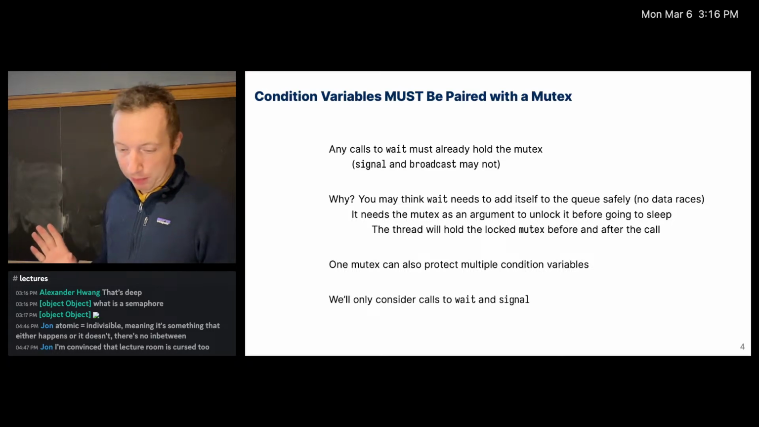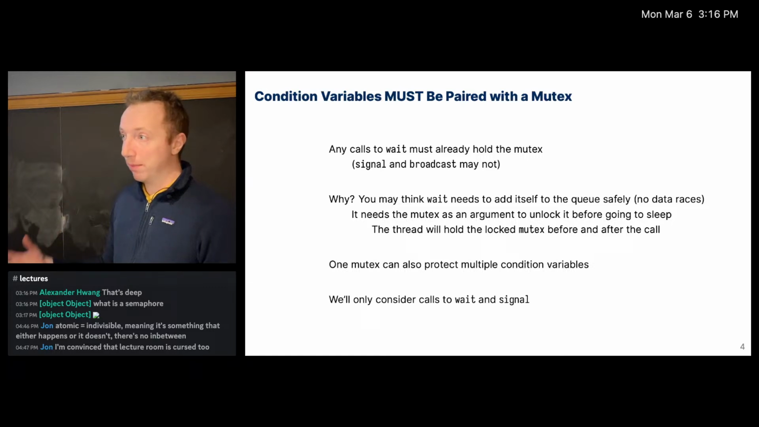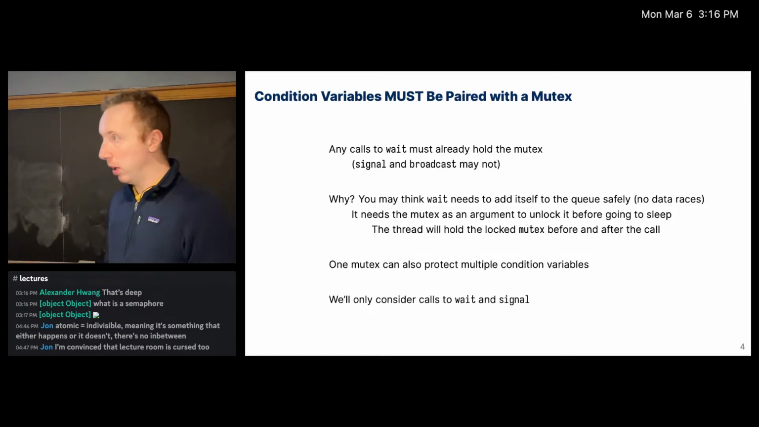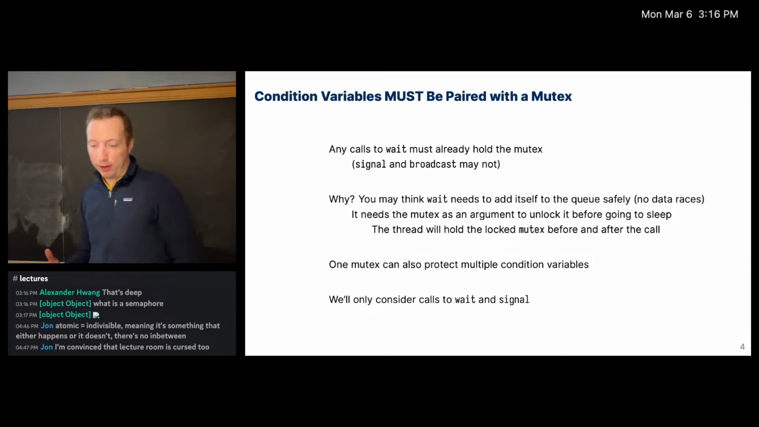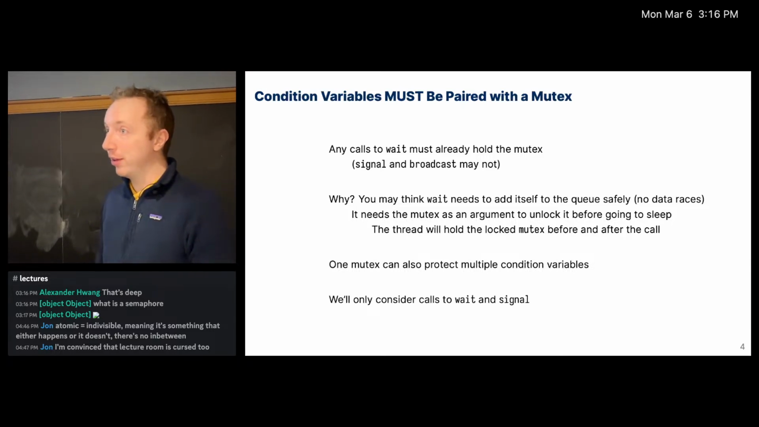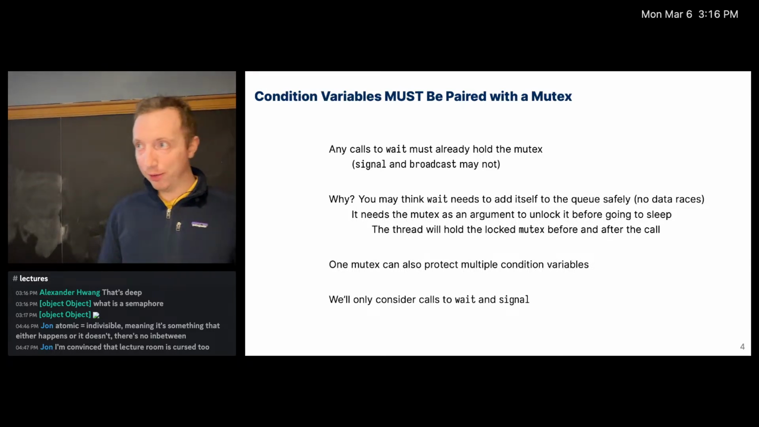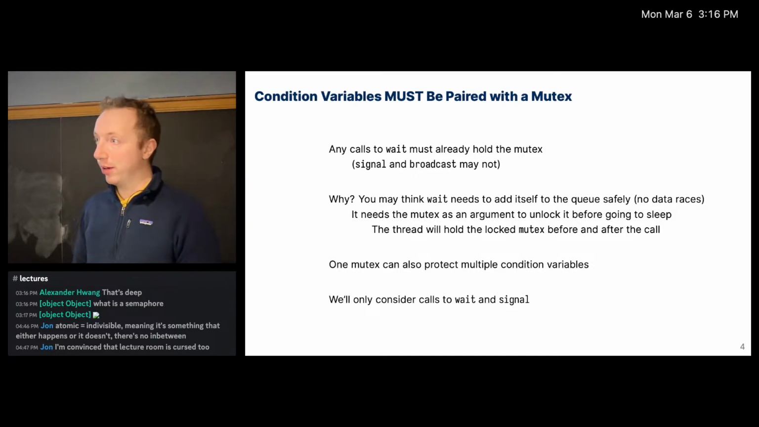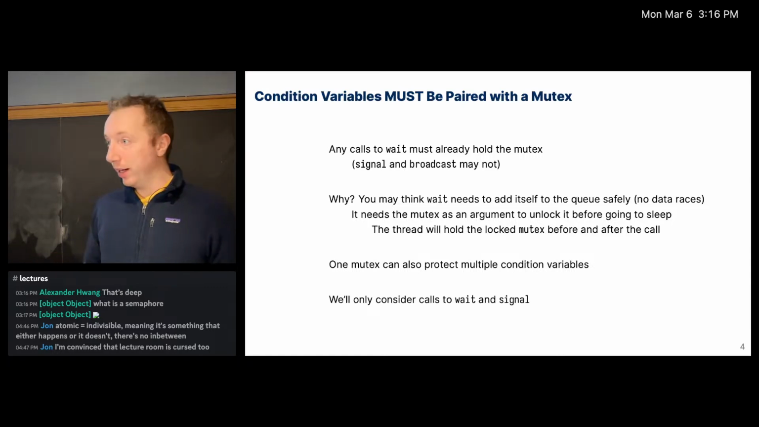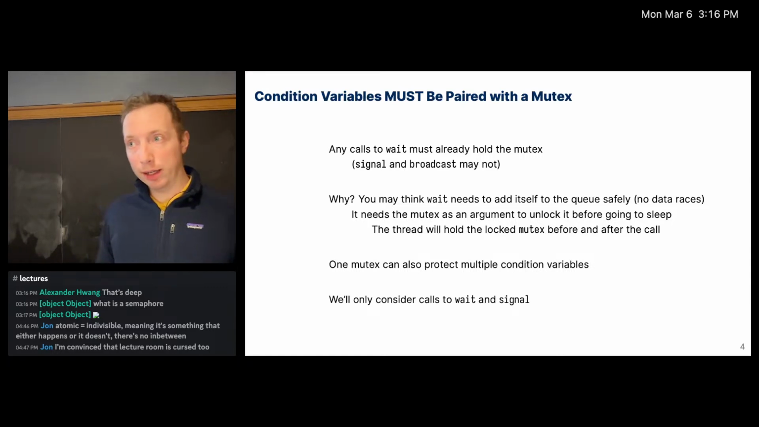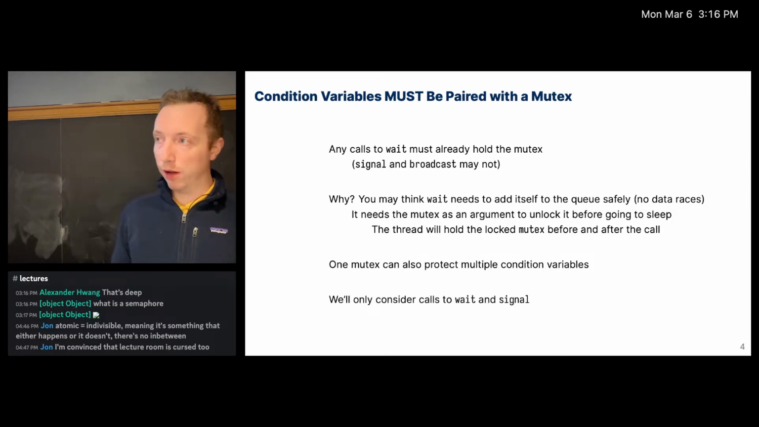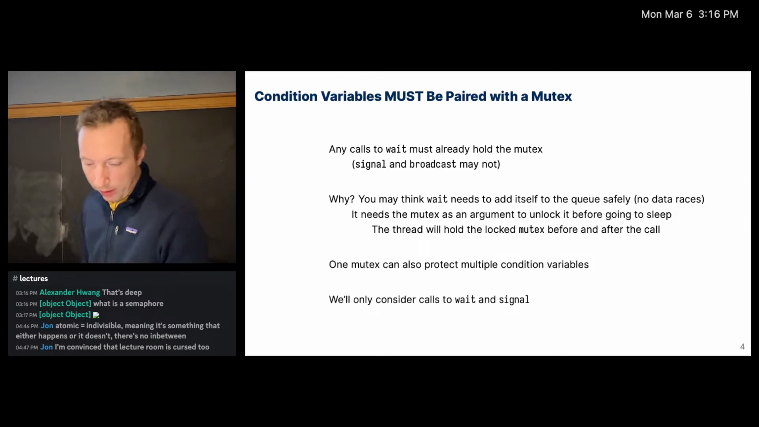They all must be paired with the mutex, so any call to wait must already hold the mutex, it must already be locked, while if you do signal or broadcast, you don't actually have to have the lock, it's not required. So why is that? Well, wait needs to add itself to the queue safely, so it can't have any data races. So it would necessarily need to be under mutual exclusion, and the idea is you're waiting on a value anyways that you don't want any data races on, so you already need to have a lock acquired anyways.